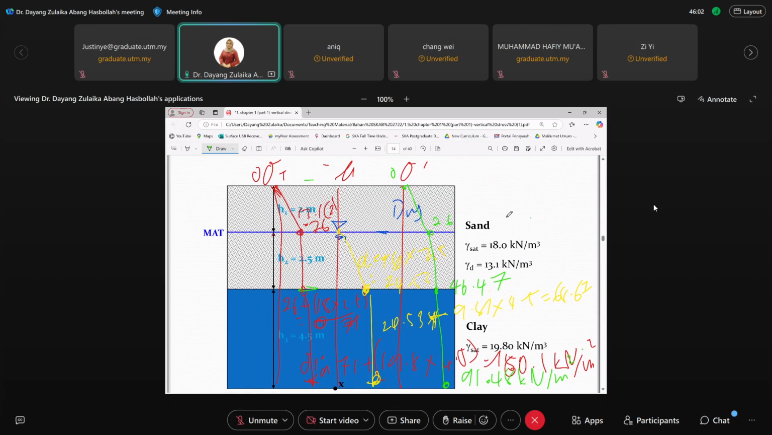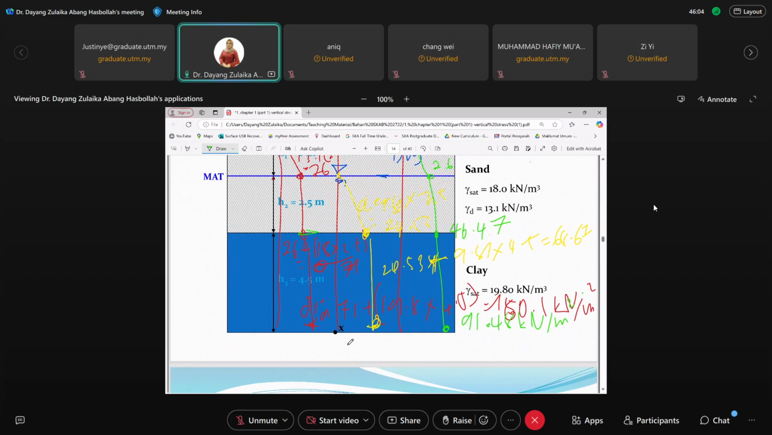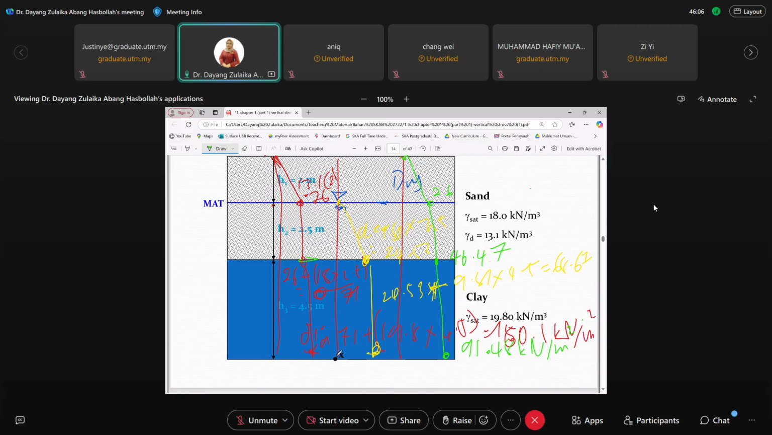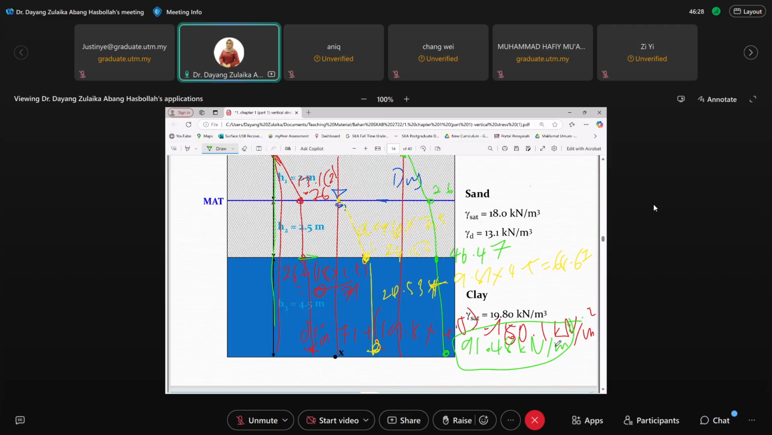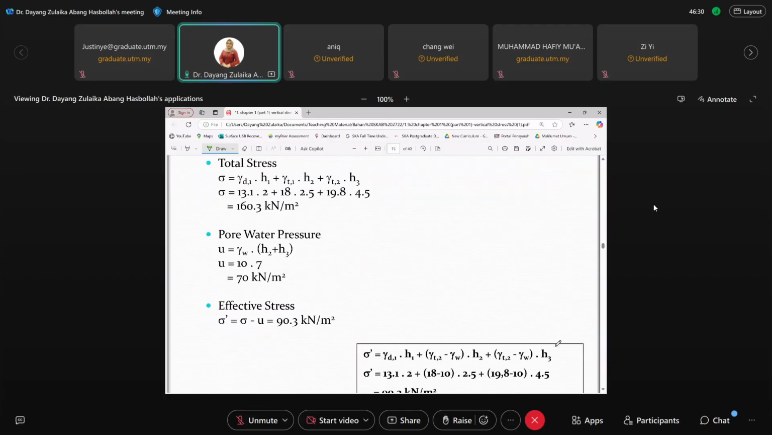Alright, so if the question is asking you the effective stress at point X, your answer is this, 91.48 kilonewton per meter square. Okay, do you understand? So this is your stress distribution diagram. You will have three triangles, something like that. So let's take a look. Is it correct or not?